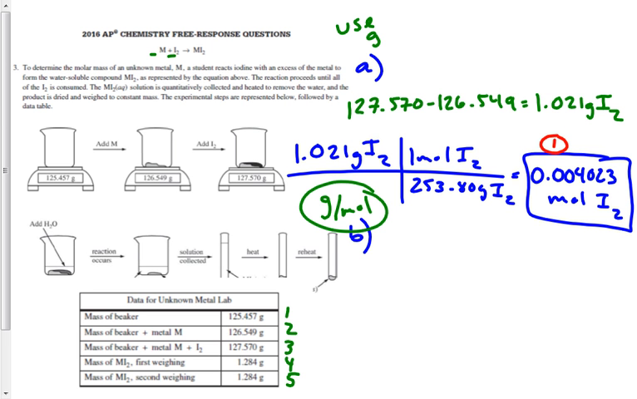If it was 1-to-2, I would take the amount of I2 and multiply by the 2 and divide it by the 1 or whatever else I have. So this is a 1-to-1. So moles of M equals moles of I.